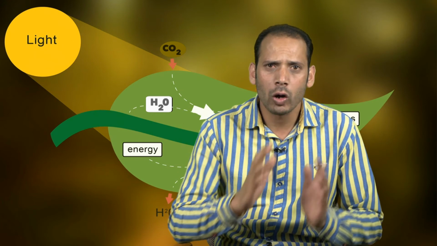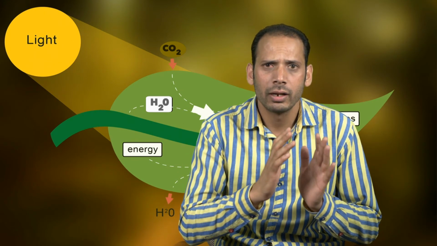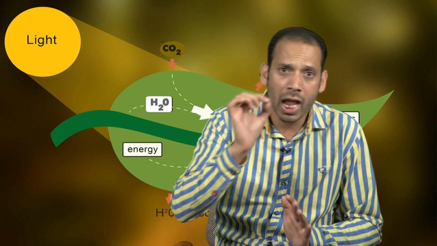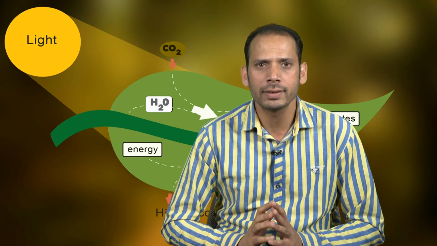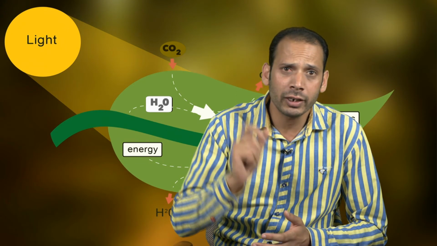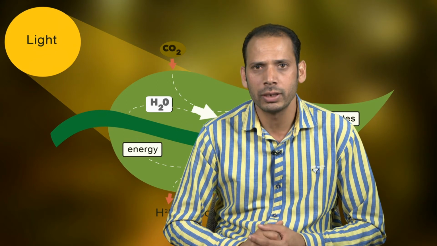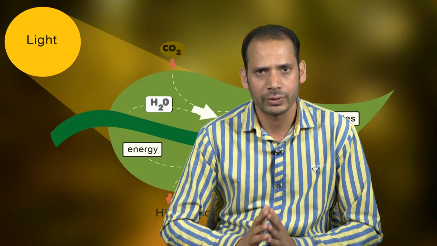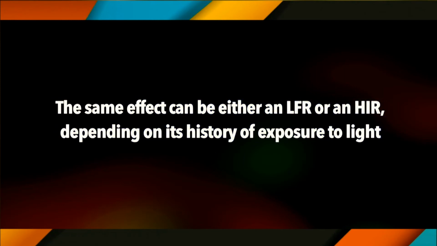However, if the dark grown seedlings are instead exposed to high irradiance light for several hours, the action spectrum now includes peaks in the far red and blue regions of the spectrum. The effect is no longer photoreversible in nature, and the response becomes proportional to the irradiance. Thus, the same effect can be either a low fluence response or a high irradiance response, depending on its history of exposure to light.